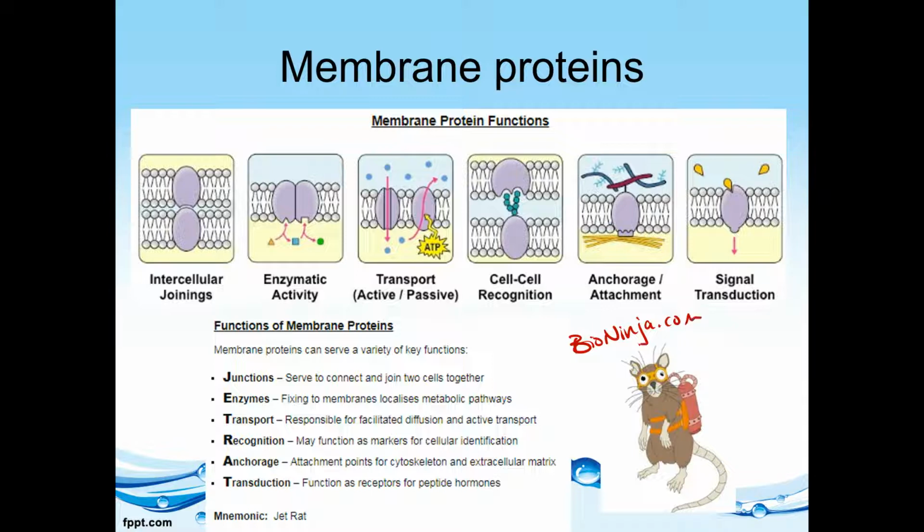BioNinja.com. BioNinja is out of Australia. It is an amazing resource. Definitely hang out on that website lots of times. They have a brilliant, clearly brilliant, look at this guy, mnemonic device to help us remember membrane protein functions. And it is JET-RAT: Junctions, enzymes, transport, recognition, attachment or anchorage, and transduction.